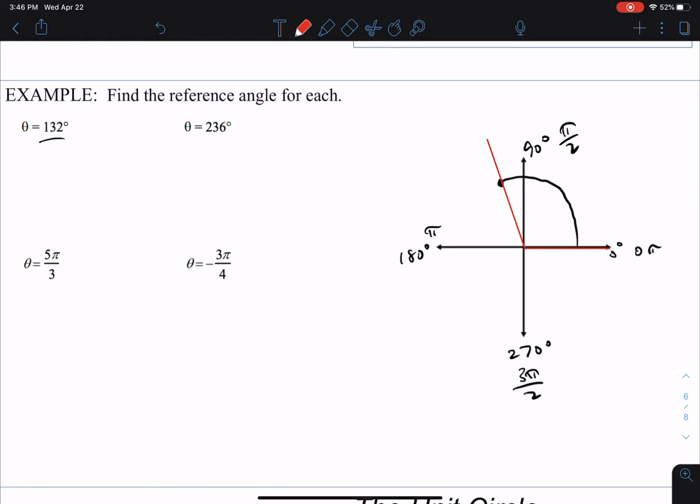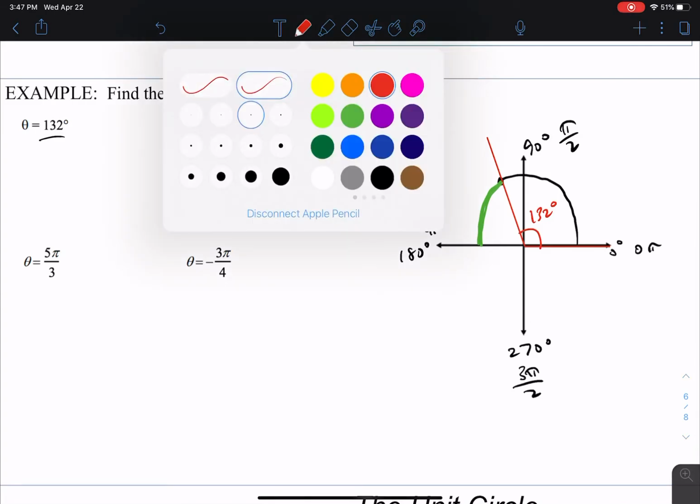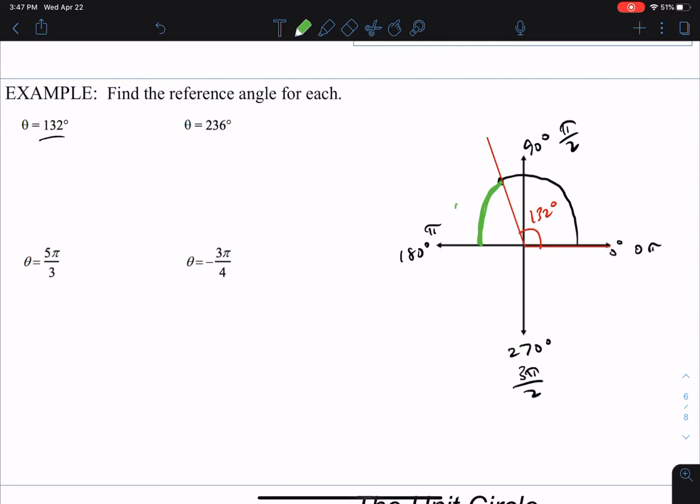But they want to find the reference. So the reference is going to be from where the angle is back. That green part is the angle opening that I'm looking for. To get from 132 to 180, you're really just subtracting those two numbers. So when you subtract 180 minus 132, you're going to get 48. So this is 48 degrees.